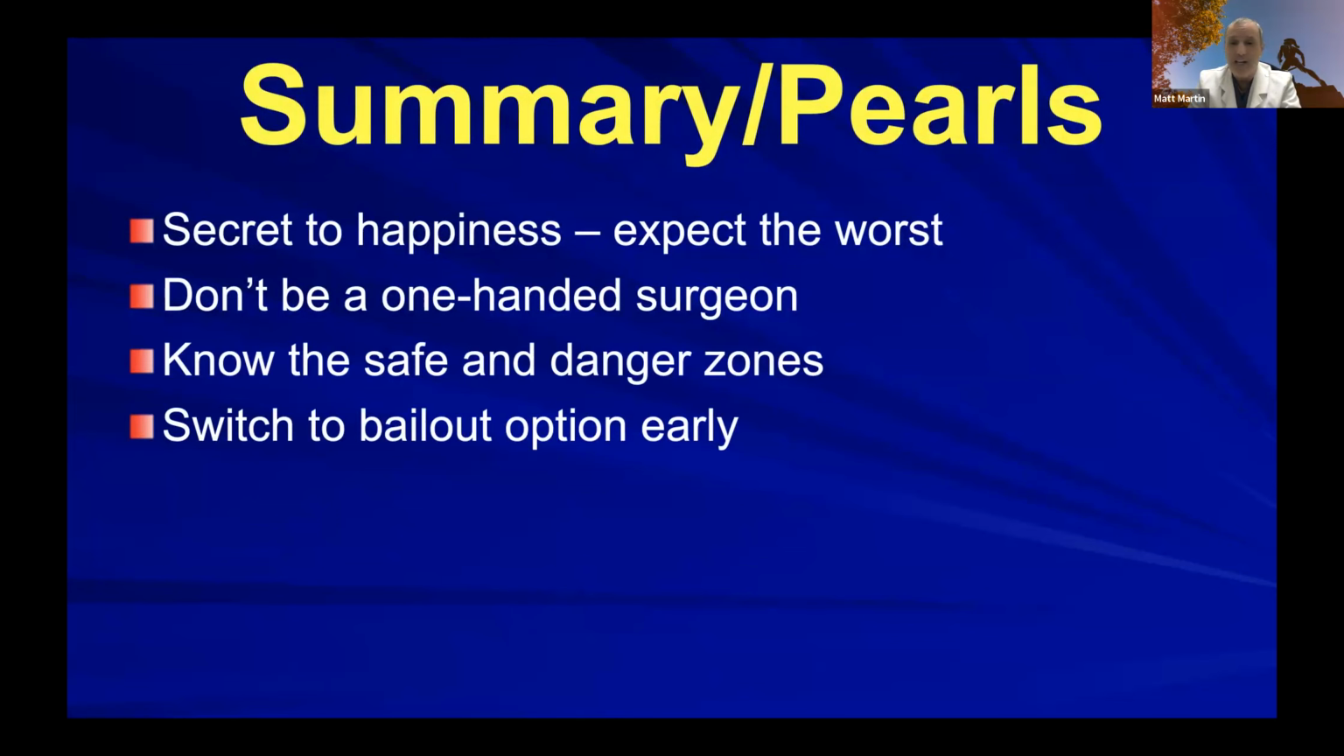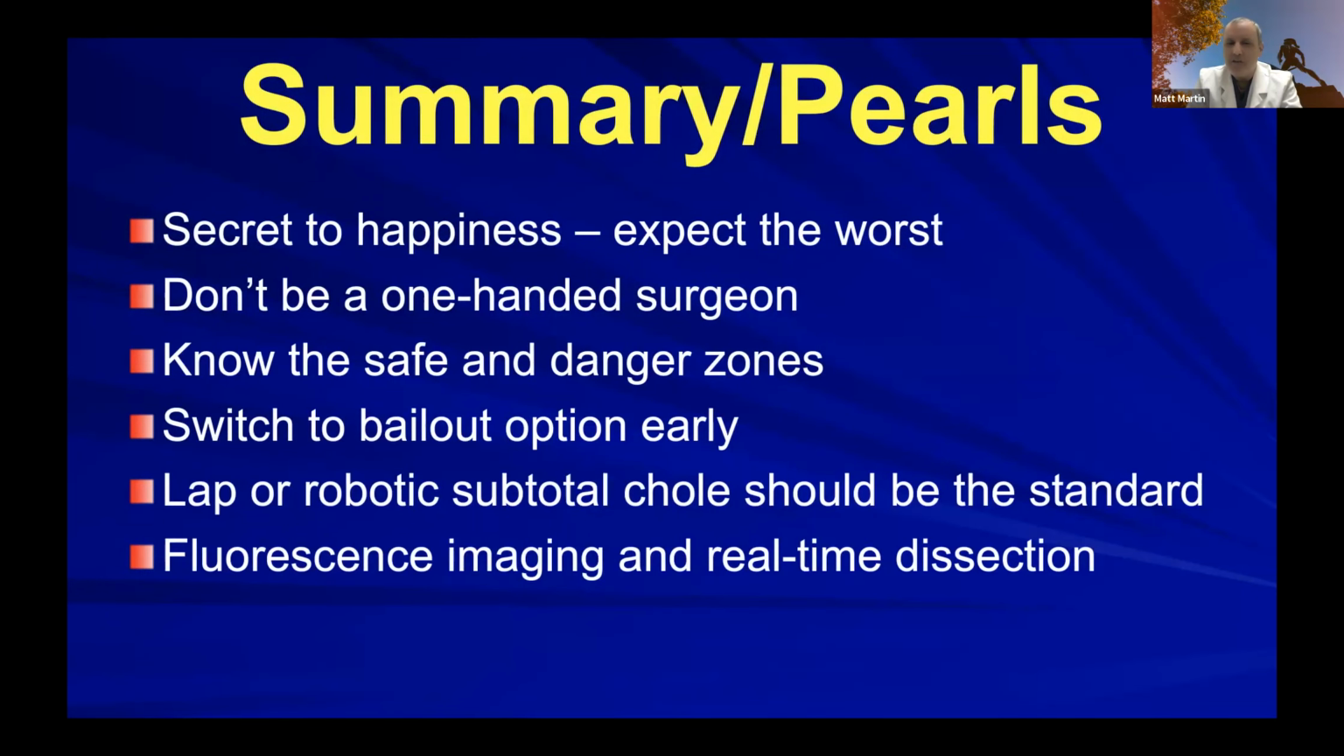Switch early to a bailout option versus persisting in a danger area. And then I think for the difficult ones, lap or subtotal robotic should be the standard of care for most of these cases rather than converting to open. And then don't forget about fluorescence imaging and real-time dissection, which I think really helps get these gallbladders out safely. And then drain, drain, drain. Expect a bile leak in these cases.